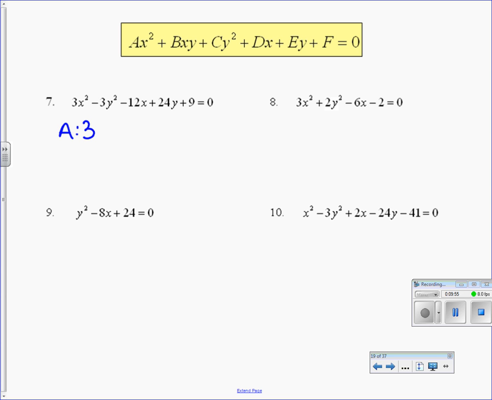So in number 7, my A value is going to be 3 and my C value is going to be negative 3. So this is not a circle. Even though it's the same number, which is 3, we have different signs. And so when we have that situation, then we have to do the multiplying case. So we're going to have 3 times negative 3, which again is going to give me negative 9. But negative 9 is less than 0. So since it's less than 0, this is a hyperbola. So anytime I get a negative value, it's a hyperbola.